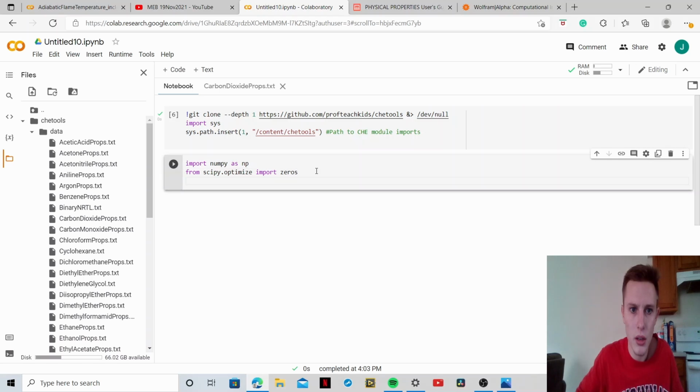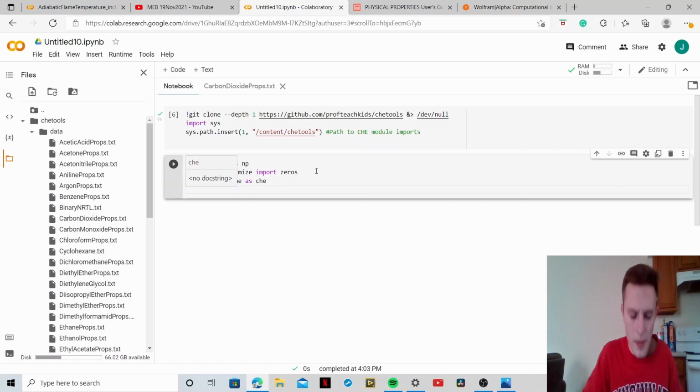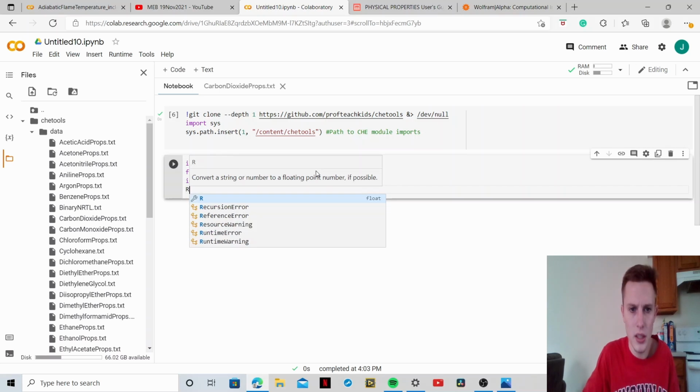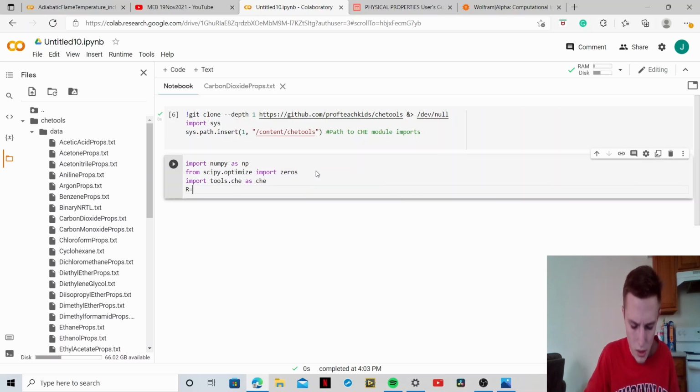And then we're going to import tools.che as CHE, and then we will also write in our gas constant, 8.314, that's just off the memory, and its units are joules per mole Kelvin.